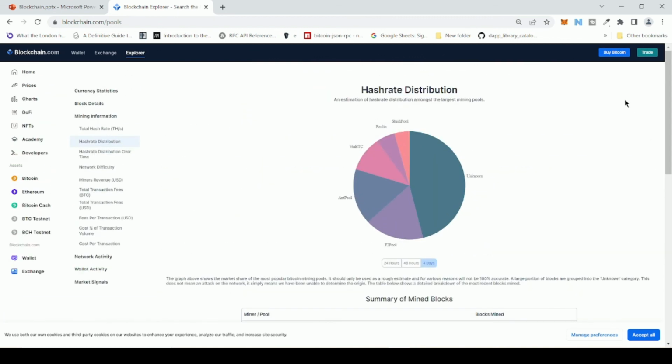Definitely there is much more to explore on this blockchain explorer website. Do visit this website. You will learn a lot about Bitcoin, Ethereum, and different cryptocurrencies, about their hash rate and everything else.